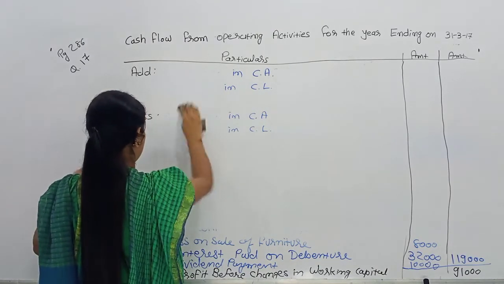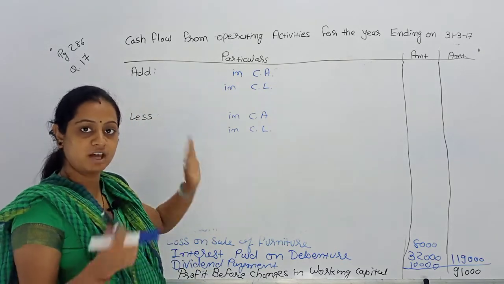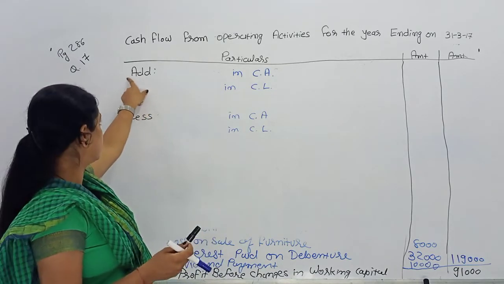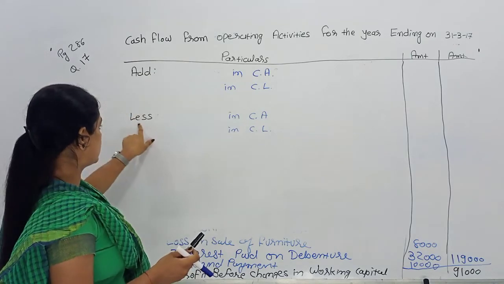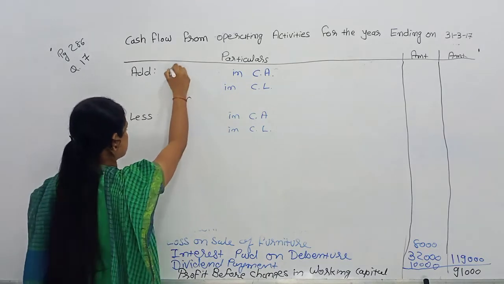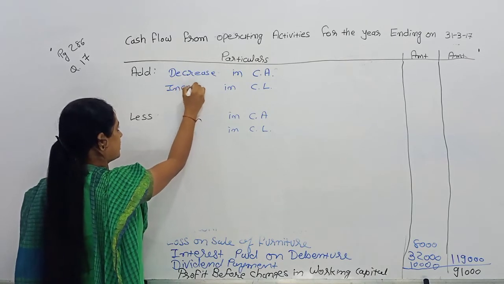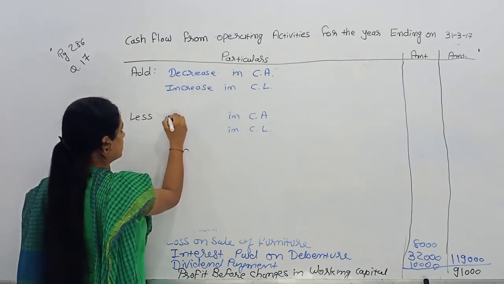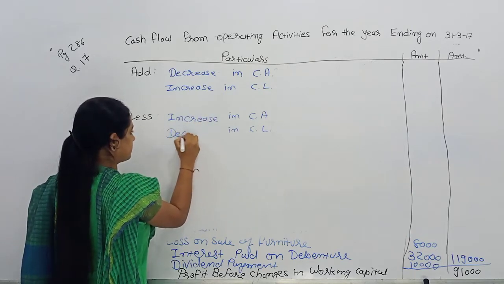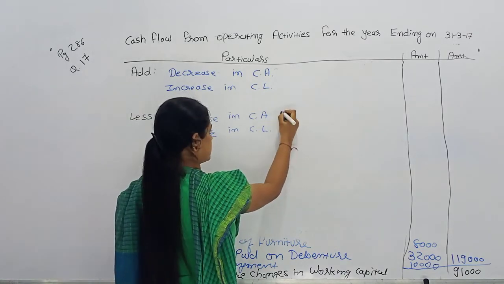See, if you have made the same mistake, here I can rough. In your file book you cannot rough, so you have to do less rough. You have to rough add and write less, and here you have to rough less and write add. So here I will write decrease in current assets and increase in current liabilities, and here increase in current assets and decrease in current liability. So current assets is increased.